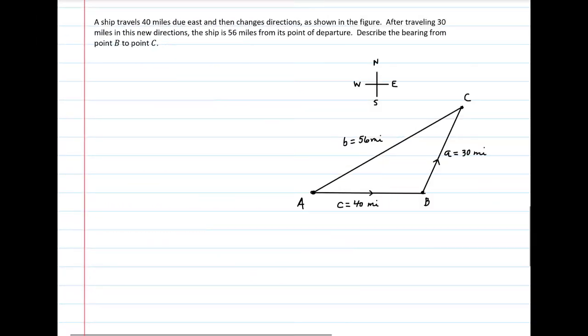Here we have another example. A ship travels 40 miles due east and then changes directions, as shown in the figure here.